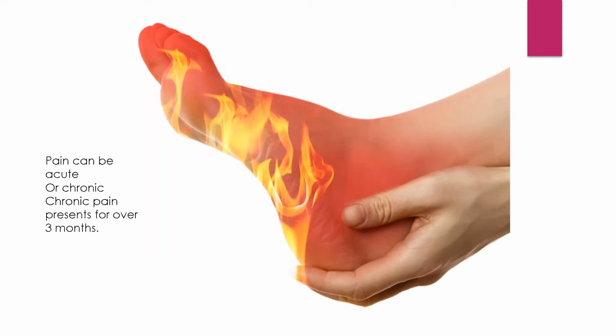Pain could be acute or chronic in nature. If it is chronic, it could present for over 3 months and can originate from any body part: muscles, bones, joints, nerves, or any internal organ.